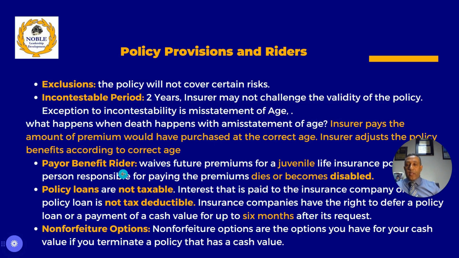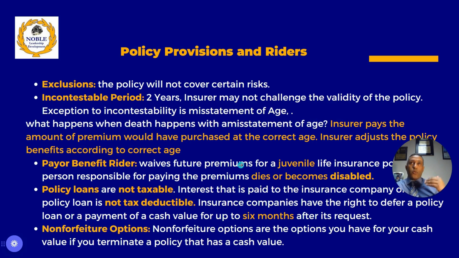Payer benefit rider waives a future premium for a juvenile. So payer benefit, so who needs a payer, right? So a juvenile cannot work, right? So they need their parents to pay for the insurance, so the payer benefit rider covers a juvenile. So that's a good correlation, right? So if the payer of the premium dies or becomes totally disabled, now the premium is waived.